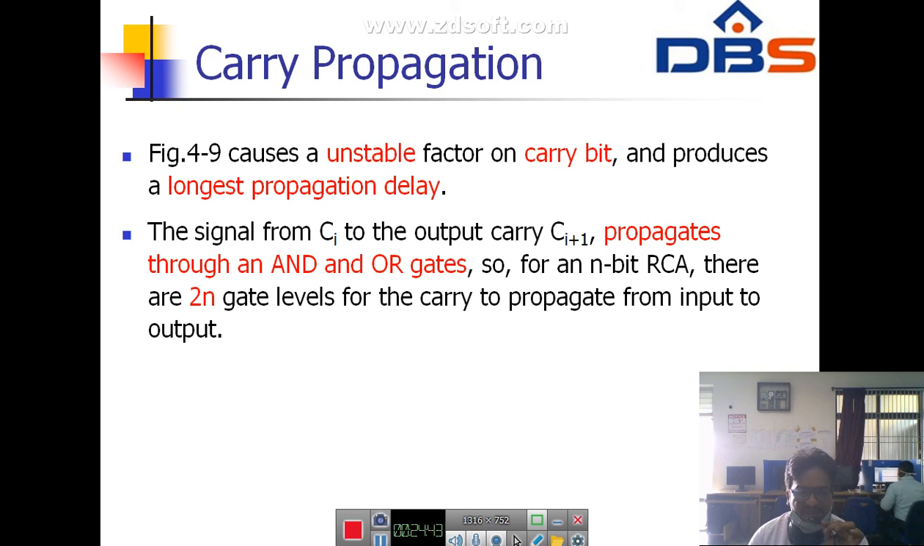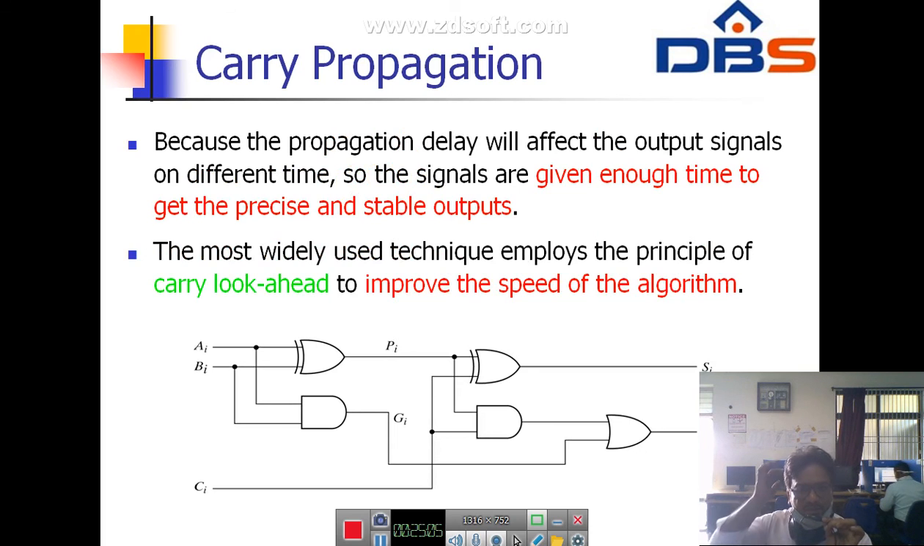That means the signal from ci to the output carry ci plus 1 propagates through AND and OR gates. For an n-bit RCA, that is ripple carry adder, there are two n gate levels for the carry to propagate from its input to output. Because of the propagation delay, the output signals are affected at different times. So the signals are given enough time to get a precise and stable output.